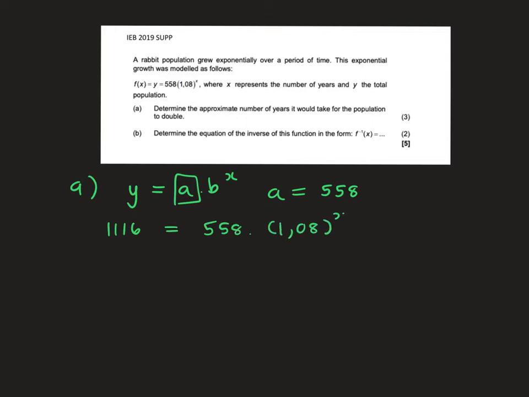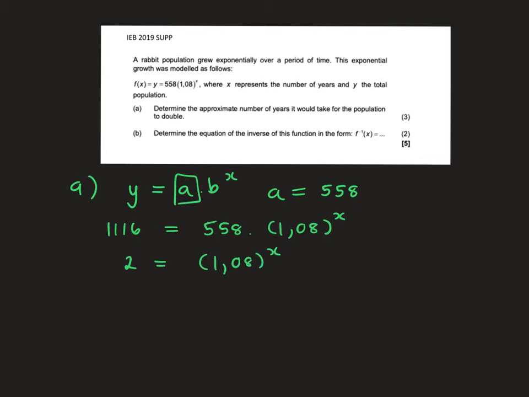We've got y equals a times b to the x. That's your general equation of an exponential graph. In this case, we know that a is going to be 558. They want the population to double. So where y is, I'm going to have double of 558, which is 1116, is equal to 558 times 1,08 to the power of x. Dividing both sides by 558, we get 2 is equal to 1,08 to the power of x.